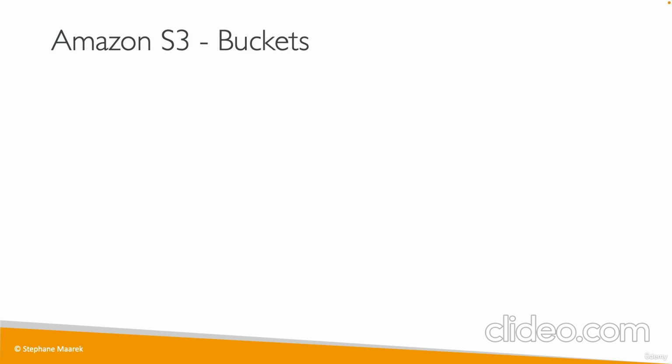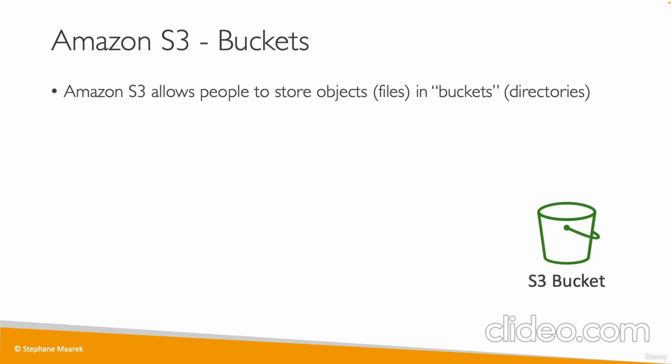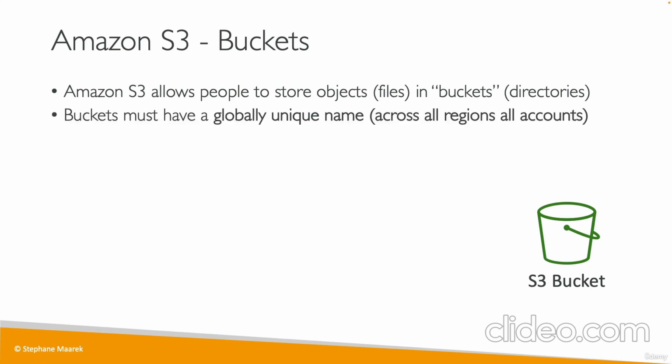Amazon S3 stores files into buckets, and buckets can be seen as top-level directories. Actually, the files in these S3 buckets are called objects. These buckets are created in your account and they must have a globally unique name. That means that the name must be unique across all the regions you have in your account, but also all the accounts that exist out there on AWS. This is the only thing that must be globally unique in AWS.